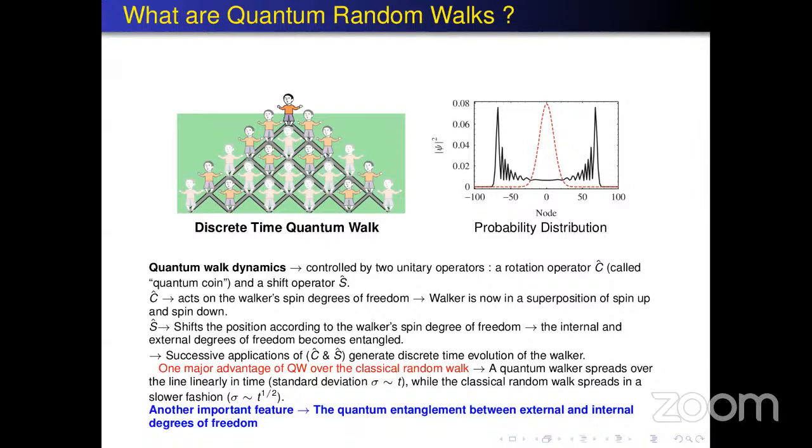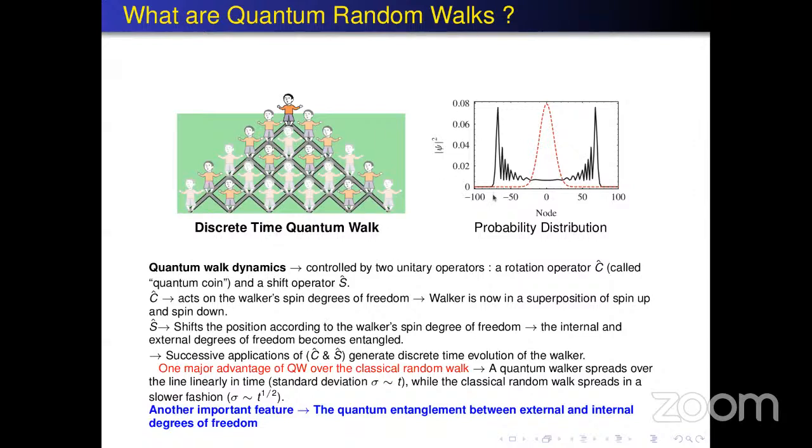If the walker is in a spin up state, the shift operator shifts the walker one step towards its right side. And if the walker is in a spin down state, the shift operator shifts the walker a single step to the opposite side. In this way, successive application of the quantum coin and shift operator generates the discrete time evolution of the walker.